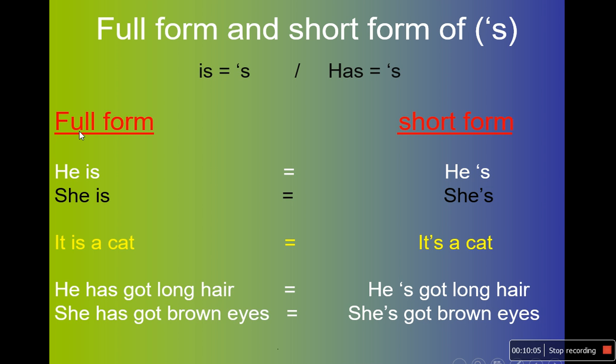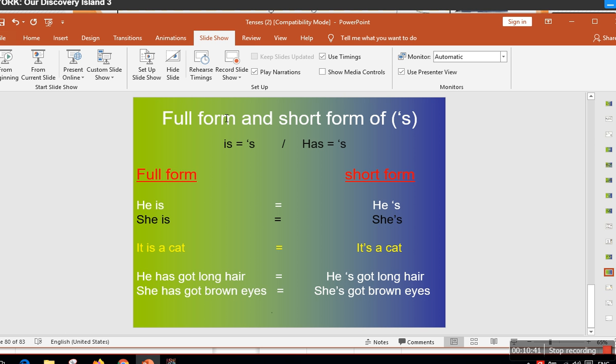So here we have the full form, and here we have the short form. What I want to say is that these forms can be contracted into these forms as shown above. This is contracted in the form of apostrophe s. And here we have has. This is the full form. It could be contracted, or written in the short form, apostrophe s. I think it's quite clear now. Crystal clear for everyone. Okay.